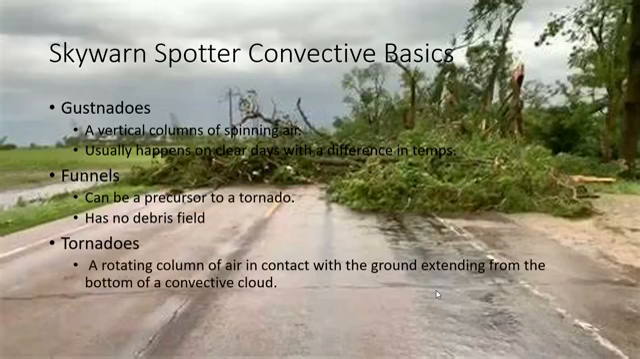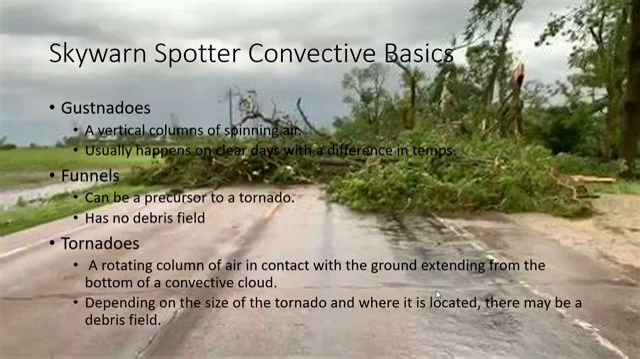Tornadoes. Obviously, it's a rotating column of air in contact with the ground, extending from the bottom of a convective cloud. Depending on the size of the tornado and where it is located, there may be a debris field.